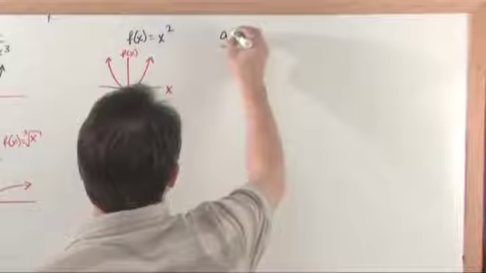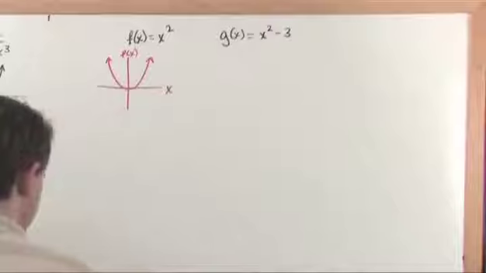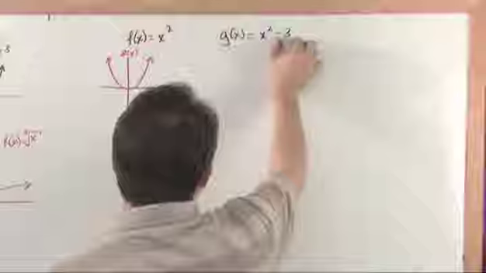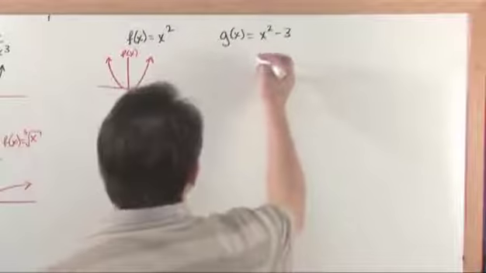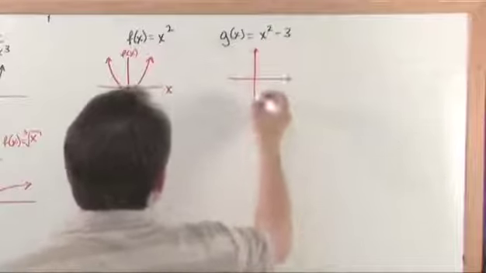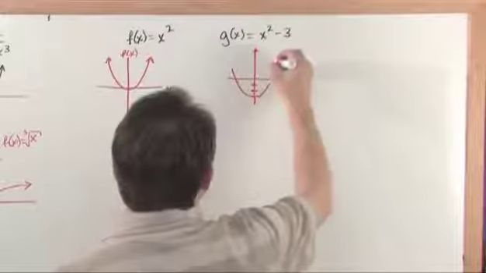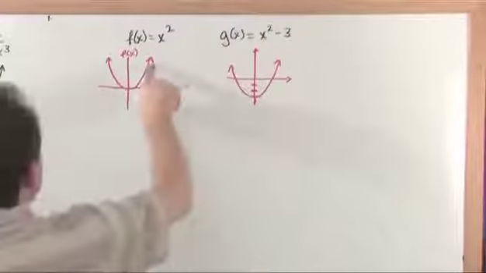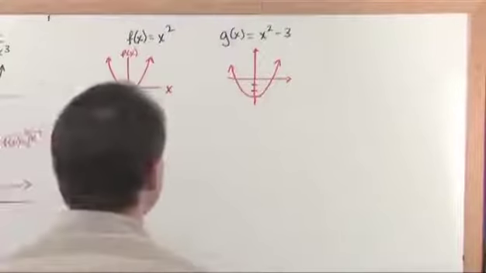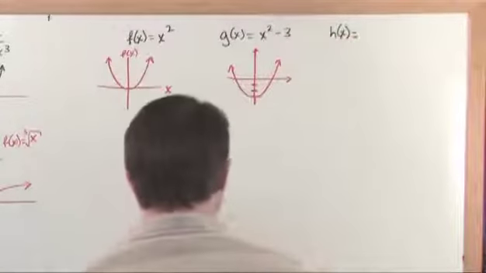Okay. Now the next question is, why don't you sketch g of x is equal to x squared minus 3. Okay. Now notice in this case that we're taking our function x squared and we're just subtracting a constant value from it. Okay, so we're basically dragging down all of our values that we had, and we're dragging them down 3 units. Okay, so our parabola is going to look like this. Okay, because for every value we had here, we're just subtracting 3 off of it, and so it drags the whole graph down.